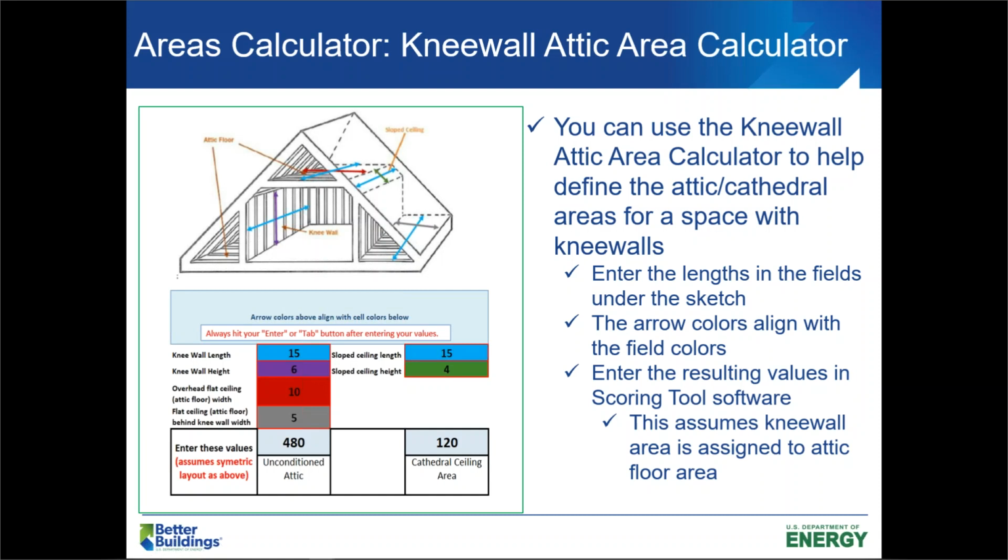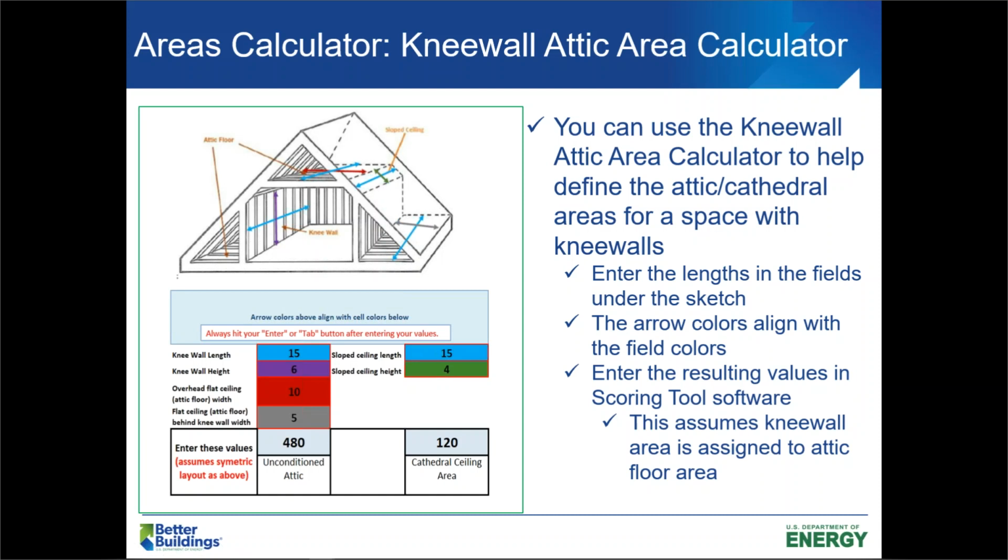So this combines your knee wall, your vertical purple space here. Your purple times your blue gives your knee wall area. Your gray times your blue gives you your flat ceiling area. Then your blue and your red at the top for flat there. These all combine to give you your unconditioned attic area, and then just your length again and your slope will give you your cathedral ceiling area.